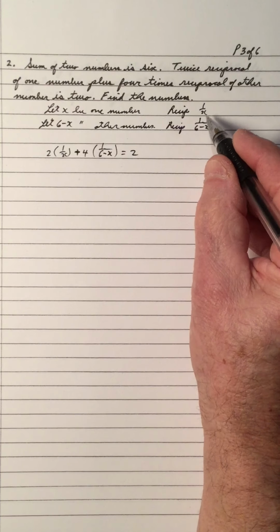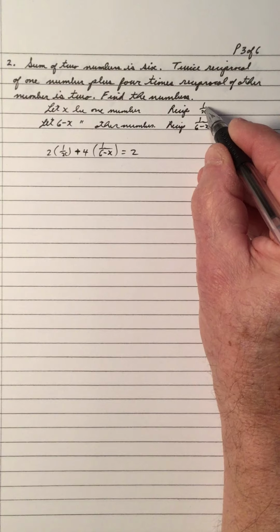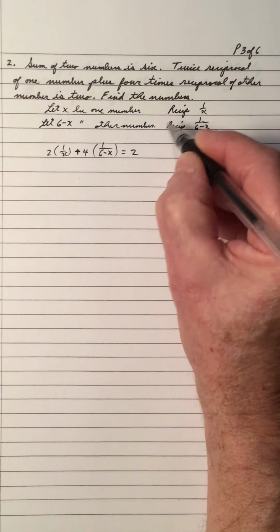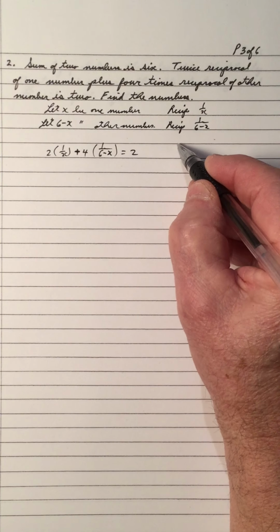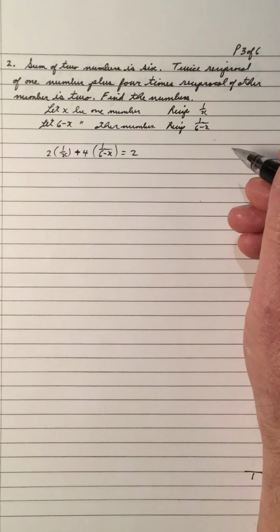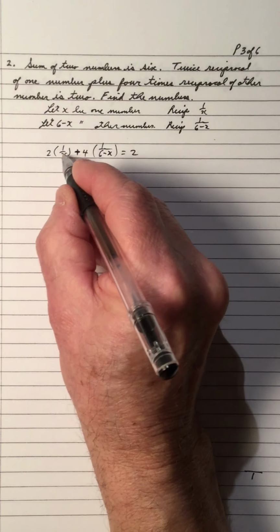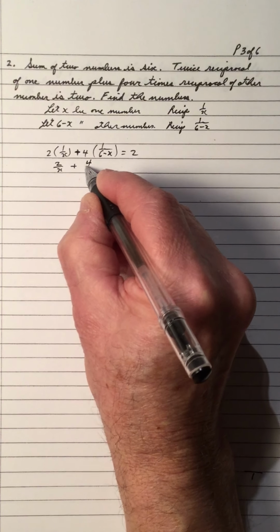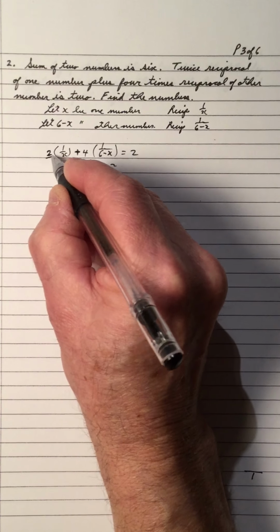So you might say, well, why not twice the reciprocal of this one and 4 times the reciprocal of this one? It makes no difference. If you did 4 times this one and 2 times this one equals 2 and worked it out, you will get the same answers as I'm going to get here. So here we go. 2 times, it's 2 over x, plus 4 times, it's 4 over 6 minus x, equals 2.